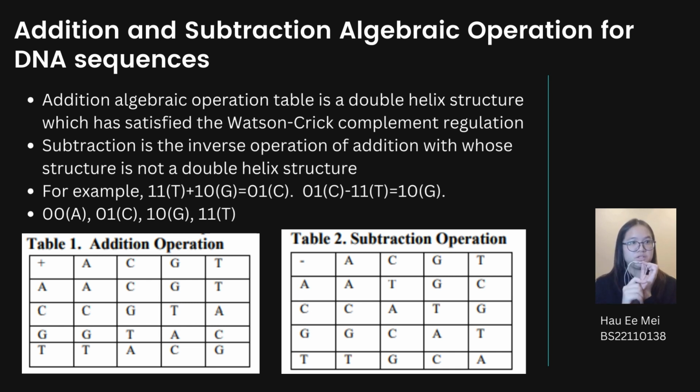We can refer to the addition operations table, and this addition table has a double helix structure which satisfies the Watson-Crick complement regulations. On the other hand, subtraction is the inverse operation of addition, whose structure is not a double helix. From the subtraction operations, we can see that 01, which is C, minus 11, which is T, we get 10, which is G. Like 1 minus 1 we get 0, and 0 minus 1, according to binary, we get 1. For these addition and subtraction operations, we refer to 00 as A, 01 as C, 10 as G, and 11 as T in this paper.